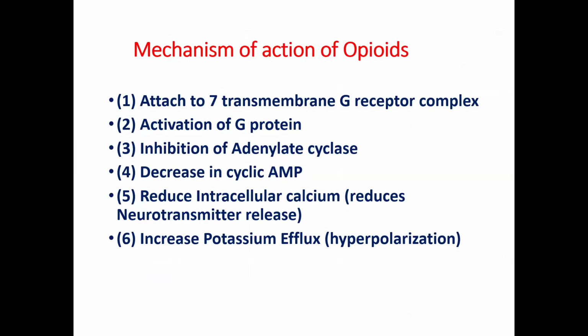Mechanism of action of opioids. Opioids work through attaching to a 7-transmembrane G protein-coupled receptor complex. It activates the G protein, inhibits adenylate cyclase, decreases the cyclic AMP, reduces the intracellular calcium in the presynaptic junction, and then it increases the potassium efflux.